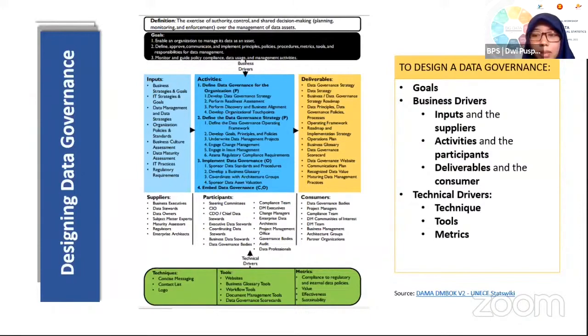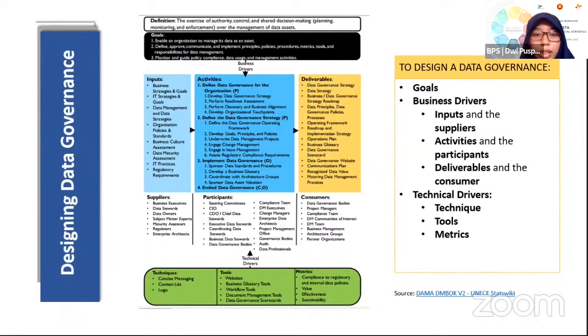So embed data governance is basically maybe in the future, in the long term, you can turn this data governance into some legal products, regulatory requirement to be used for other aspects. And then after we have gathered the inputs, we've done the required activities, we can finally produce deliverables. And our deliverables can be data governance strategy and data strategy, and some of that. You can read it. And that's the business drivers that we need to design a data governance.